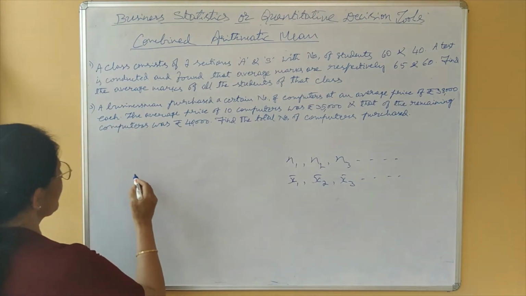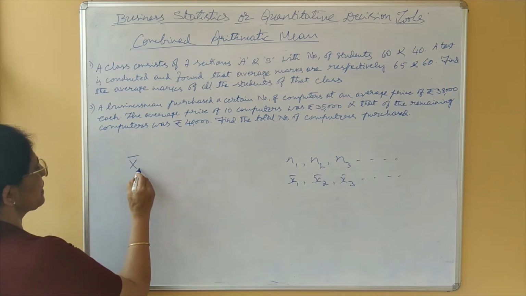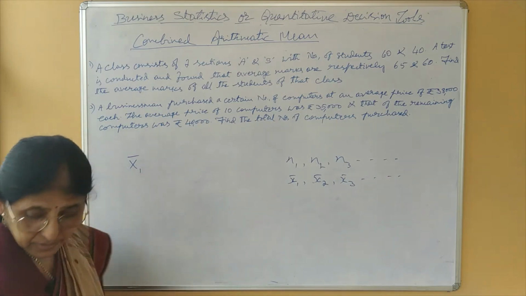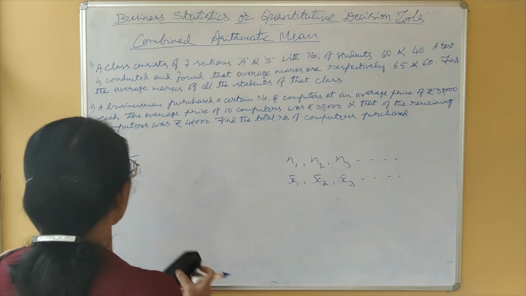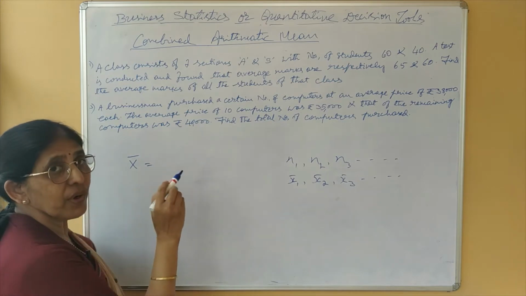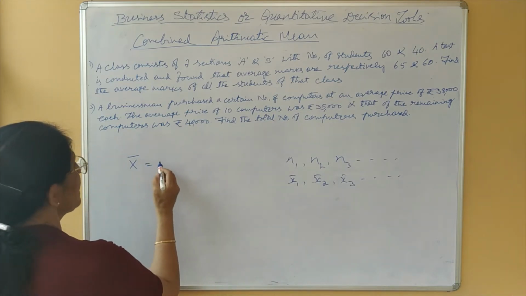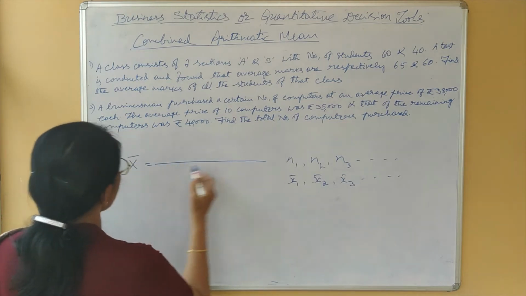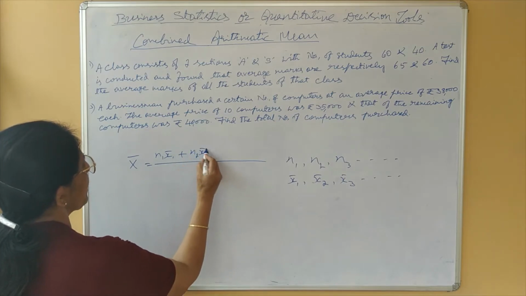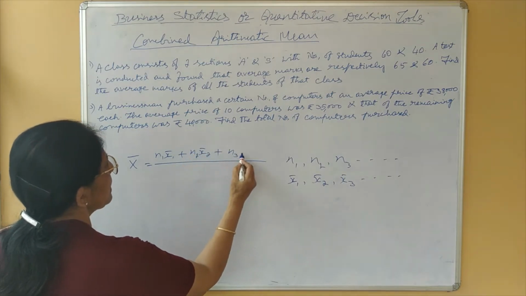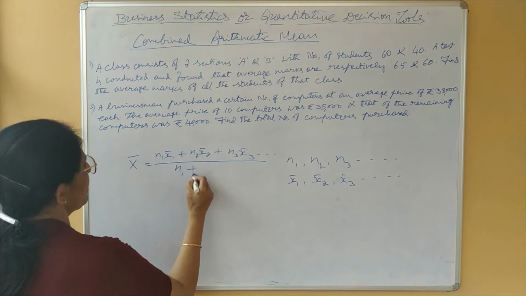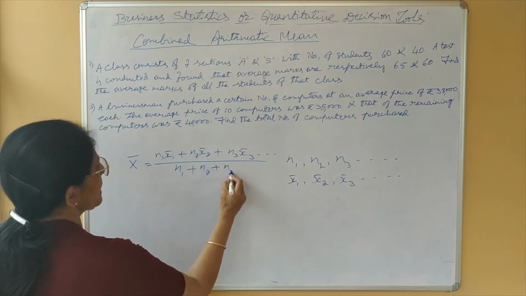This combined arithmetic mean is given here. For combined arithmetic mean we use the capital letter X bar. Capital X bar means this is the combined arithmetic mean of two or more series of observations. Then the formula is n1 x bar 1 plus n2 x bar 2 plus n3 x bar 3, and so on, divided by n1 plus n2 plus n3, and so on.